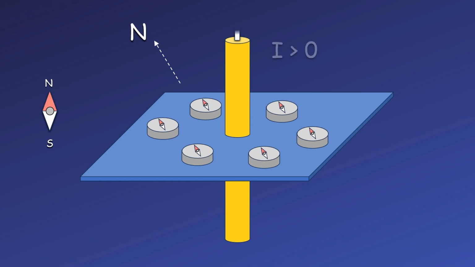When we turn on a current, in this case flowing up the wire, now all of the compass needles are deflected. And you may notice now they all point in a different direction that seems to rotate in a circle around the wire. So a current must produce a magnetic field that forms a circle around it.